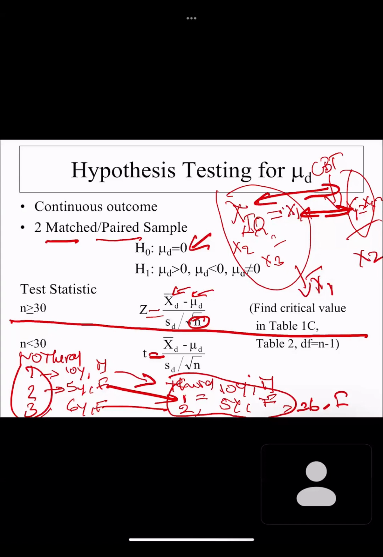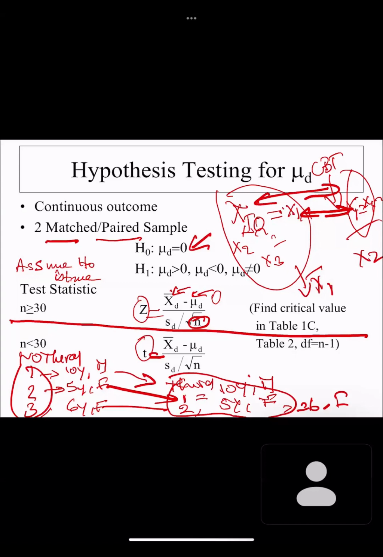Remember, I said we always assume H0 is true. Then I see how far the average that I compute is from a mean of 0. The standard error for the average difference is the standard deviation over the square root of n. Similarly, if n is less than 30, it's the same t statistic. We use z when n is greater than 30.